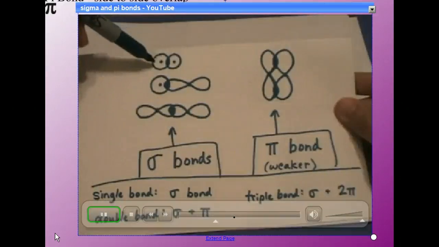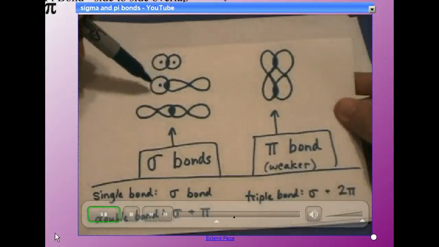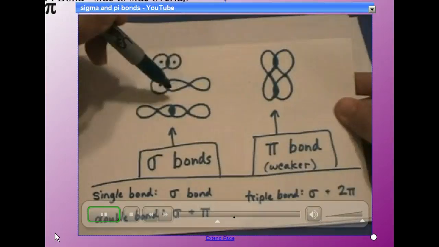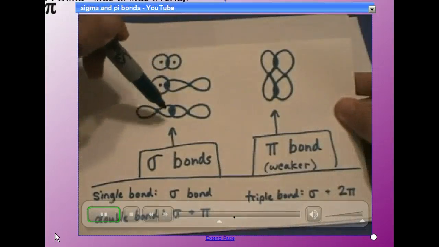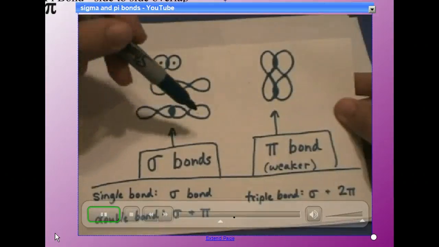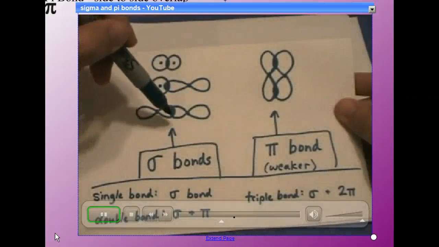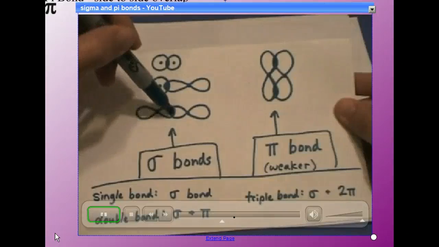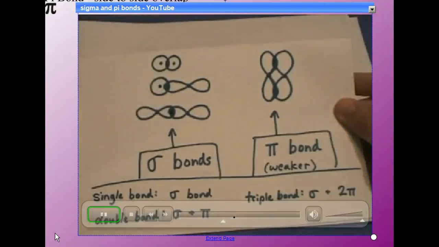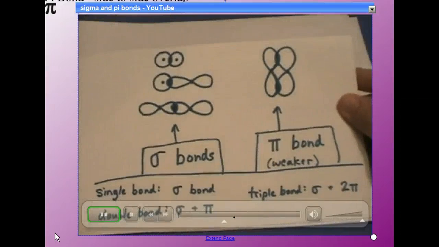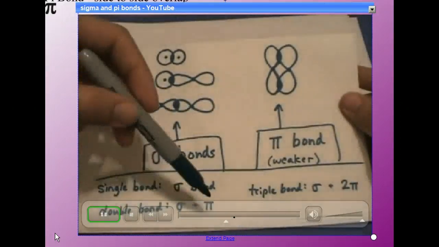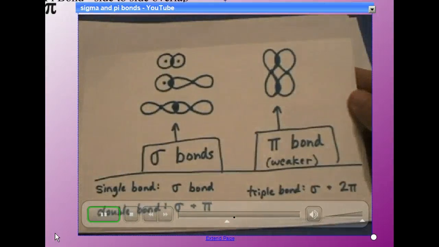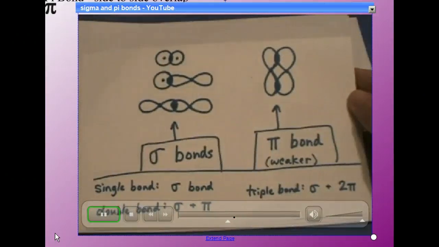Sigma bonds can form between 2 s orbitals, an s orbital and a p orbital, or this could be a hybridized orbital, 2 sp hybridized or 2 p orbitals. However it works out, a sigma bond occurs when the electron overlap is between the nuclei of the atoms. A single bond is a sigma bond. A double bond is a sigma bond and a pi bond. And a triple bond is a sigma bond and 2 different pi bonds.